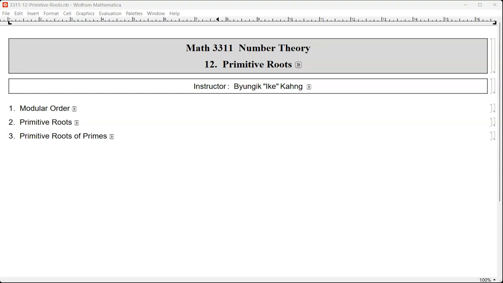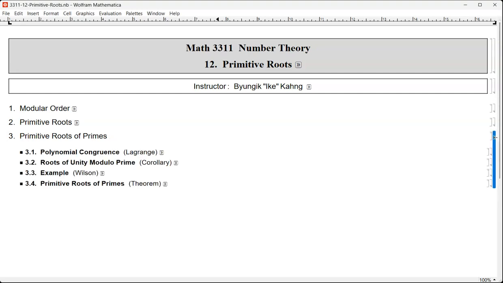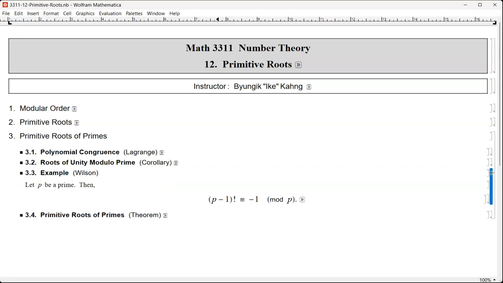Hello students, welcome back. Previously we completed up to 3.2. Now let's go to 3.3 and discuss Wilson's theorem again.